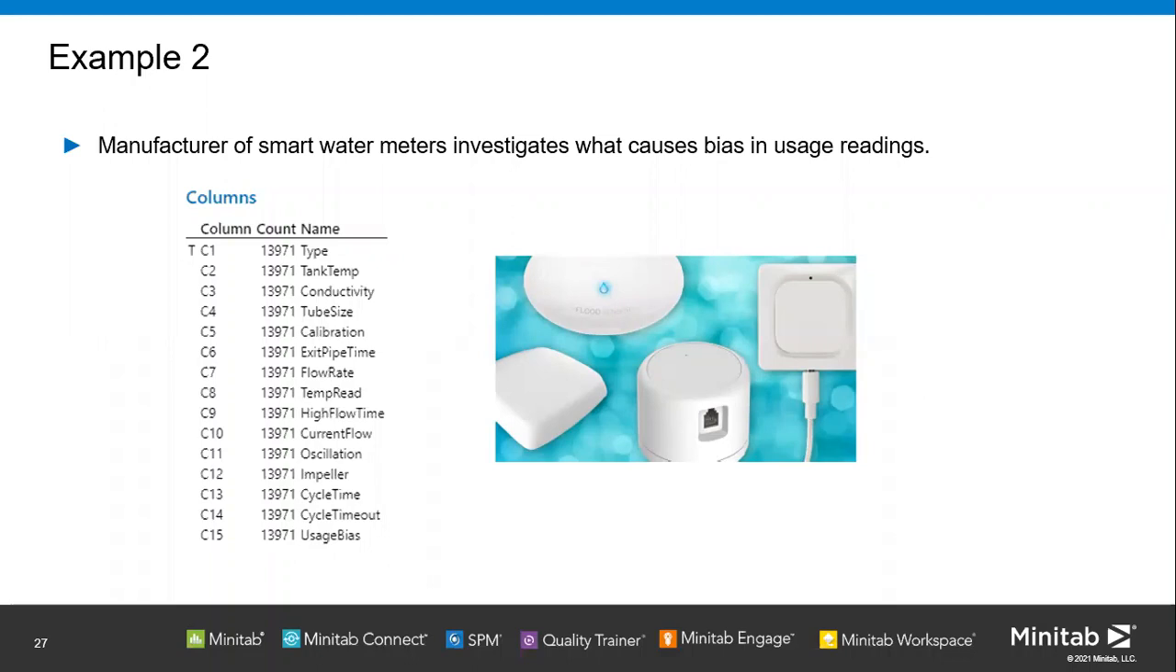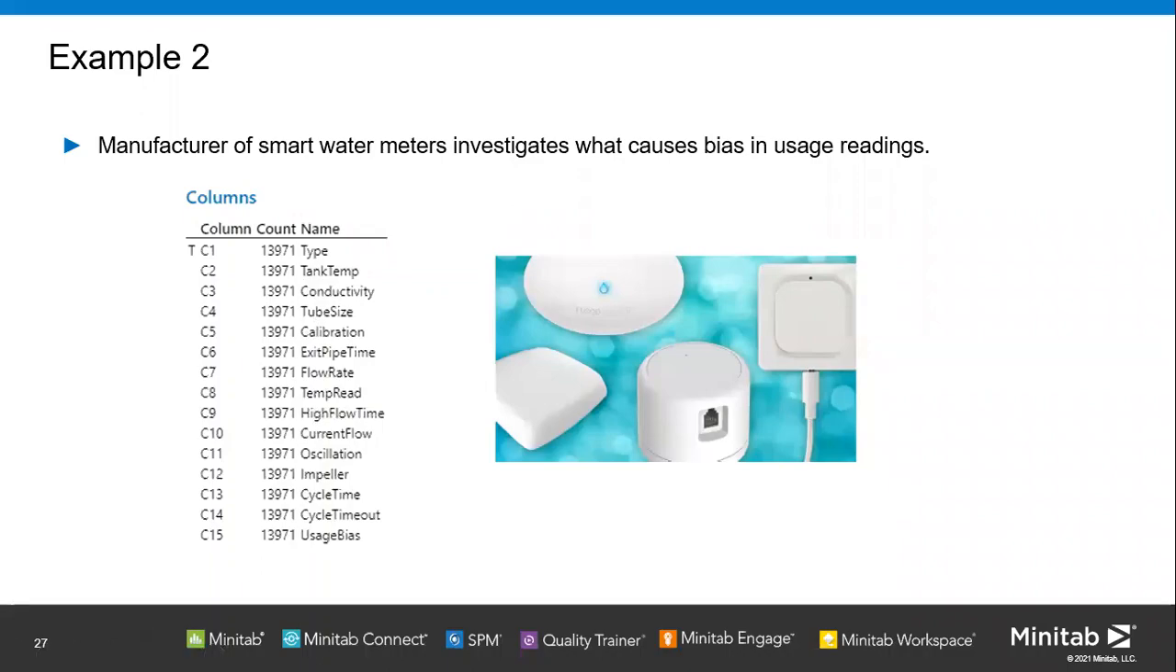It can be a big data set, but it depends. Okay, so for this case, we have a manufacturer of smart water meters investigating what causes a bias in users' readings. So this one is the predictor that impacts users' bias here. Okay, so all this data set is in here.